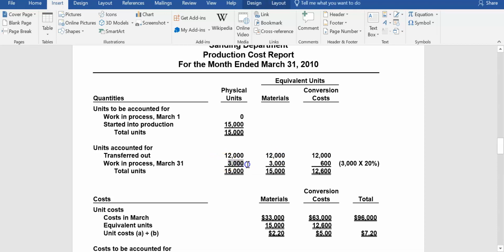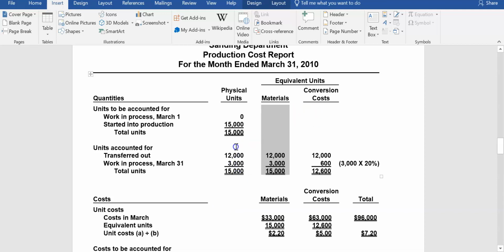Work in process, the stuff still remaining in production at the end of the period: 3,000 physical units that had all of their materials. 3,000 times 100% completion with respect to materials, 3,000 equivalent units. Total equivalent units for the month of March with respect to materials, 15,000.